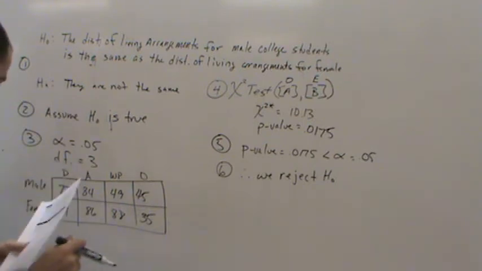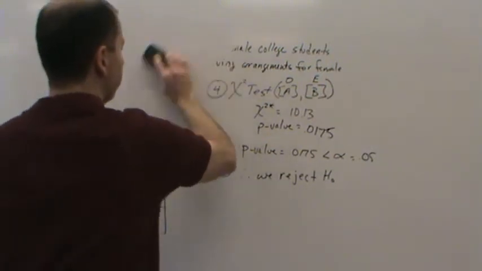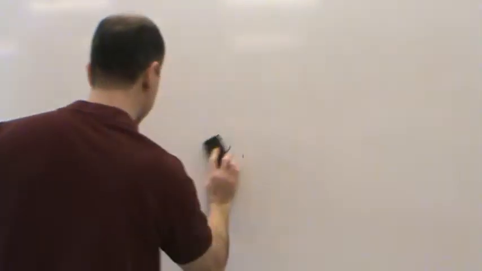Let's do one more. So the next example says, do families and singles have the same distribution of cars?